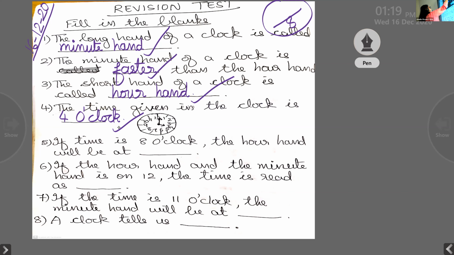Next one. Juanita. Ma'am, fifth one. If the time is 8 o'clock, the hour hand will be at 8. Good. If the time is 8 o'clock, the hour hand will be at 8. It is correct. Put a tick mark. Mute, Janita.